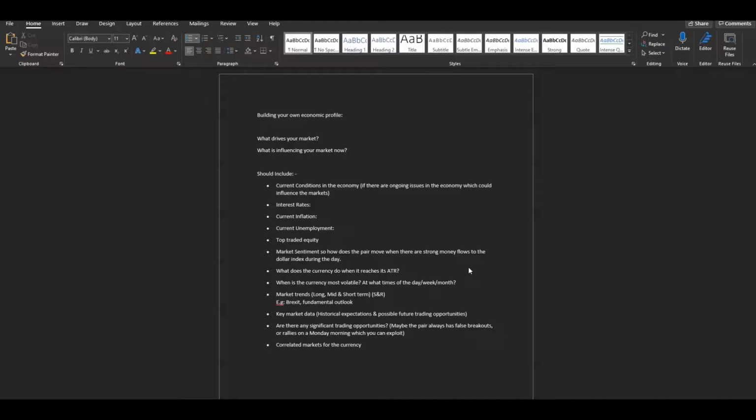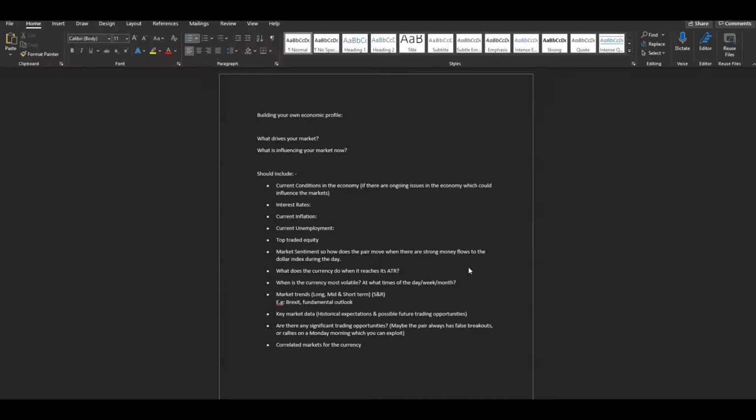How does the pair move when there are strong money flows to the dollar index during the day? Well, look at the correlation between the pound and the dollar index. When the pound rises, does the dollar index go down, or go up, and vice versa? This is important when there are strong money flows into the dollar. You need to be aware how that will impact your given currency.